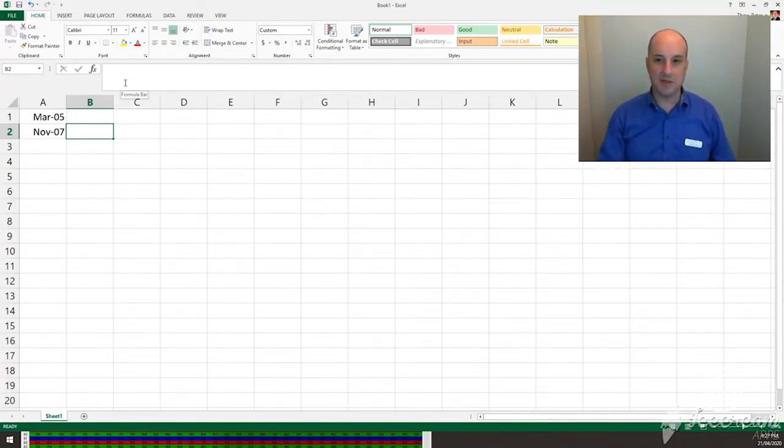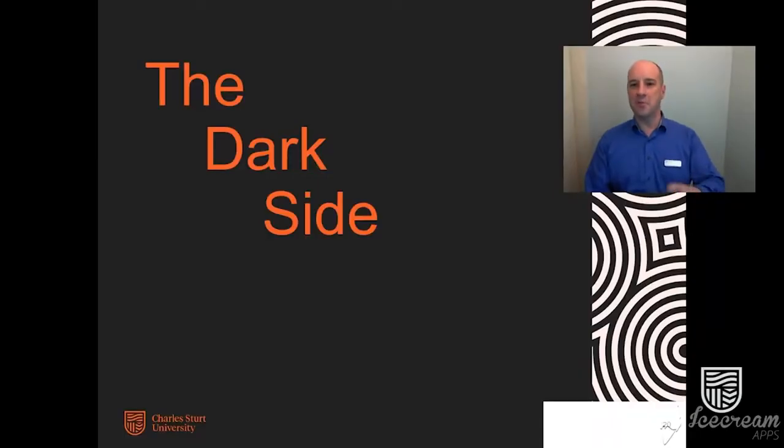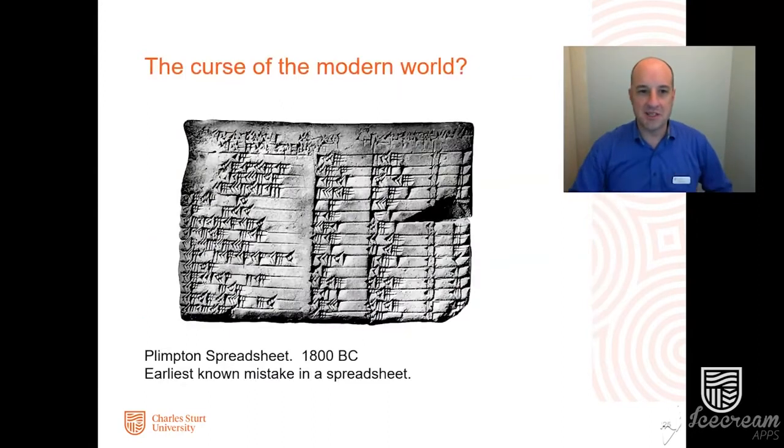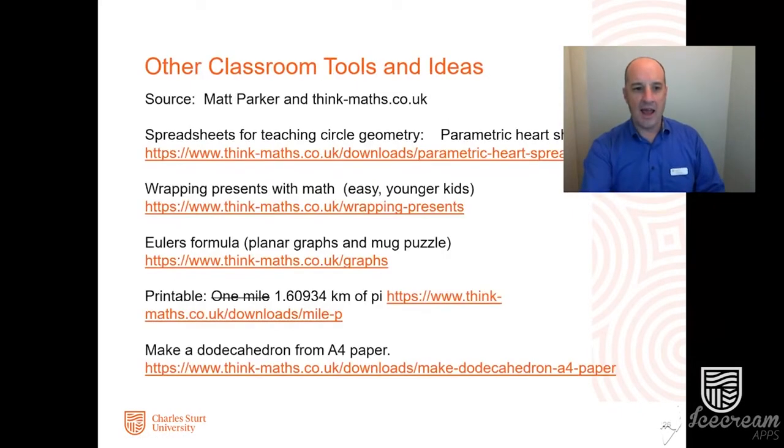So, what is the world coming to? With all these problems, you might think that spreadsheets are the curse of the modern world. But boy, have I got news for you. No, they are not. Spreadsheets are the curse of the ancient world as well. This is the Plimpton spreadsheet, which is cuneiform in clay tablet, and it dates back to 1800 BC, and this is the earliest known mistake in the spreadsheet. Now, I don't know how to decode that, but these are tallies of things which are added up, and an archaeologist added them up, and they added up wrong.